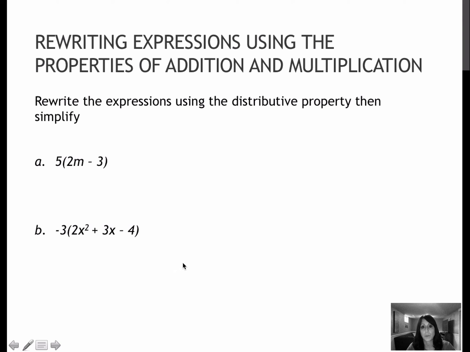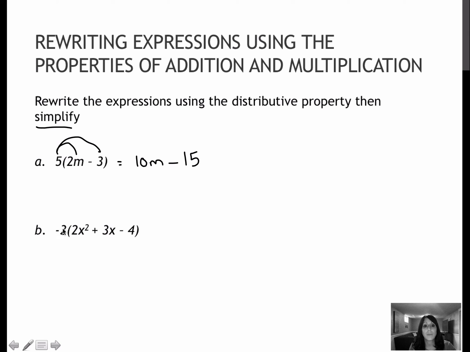The last one is the distributive property. And remember, the distributive property just tells us to take the number on the outside and multiply it by everything on the inside. So 5 times 2m gives me 10m because 5 times 2 is 10 and I leave the m. And then 5 times minus 3 is minus 15 because I would have minus 3 5 times. This one I cannot simplify because these are not like terms. This has an m, this does not, so they don't combine together.